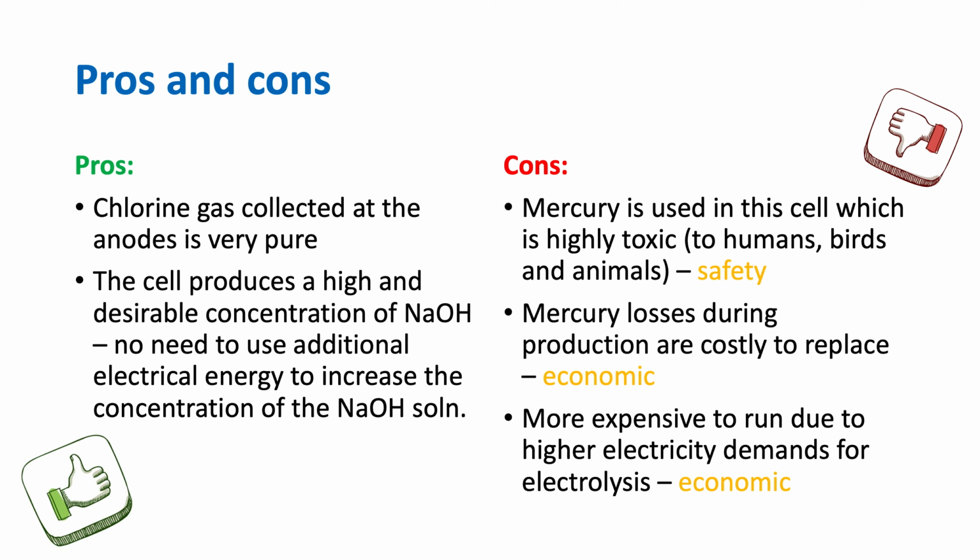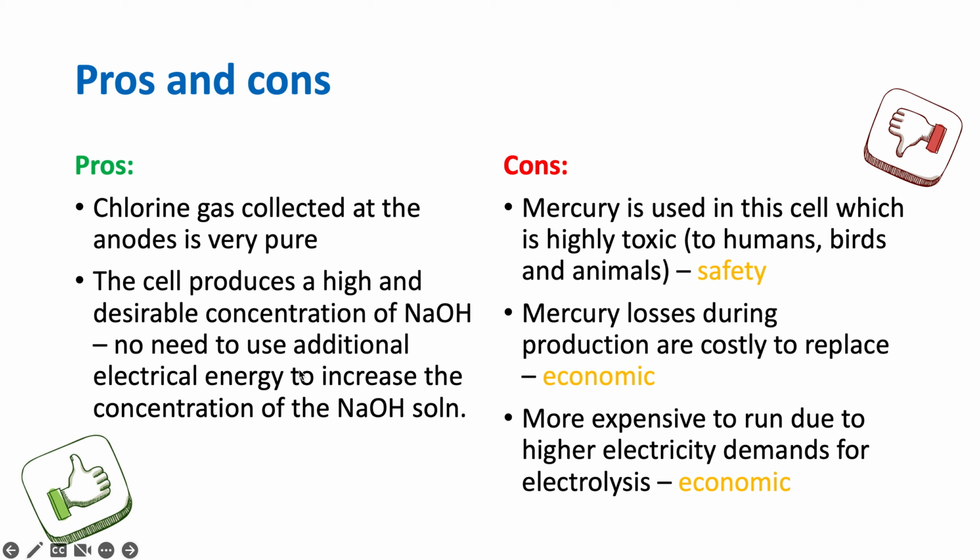Okay, so let's evaluate the pros and cons of the mercury cell. So let's start off with the pros. Chlorine gas collected at the anodes is very pure. The cell produces a high and desirable concentration of sodium hydroxide. There is no need to use additional electrical energy to increase the concentration of the sodium hydroxide solution, which is good for the environment.